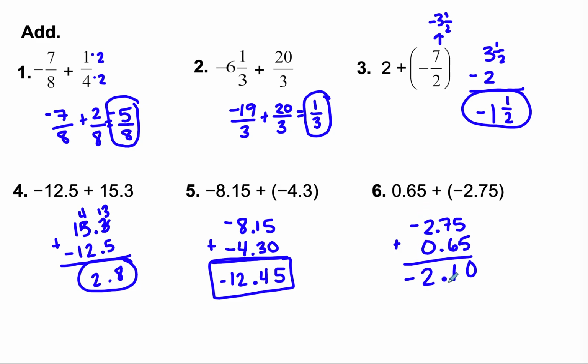More negatives, answer's negative. So I have -2 and 10/100. I also could write it that way, -2 and 1/10. The extra zeros at the end, you don't really need it.